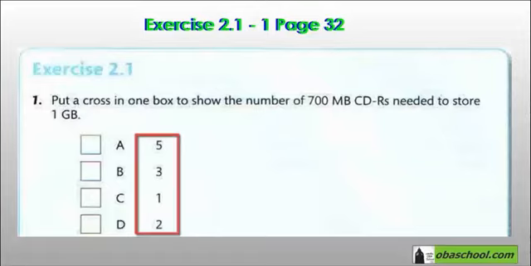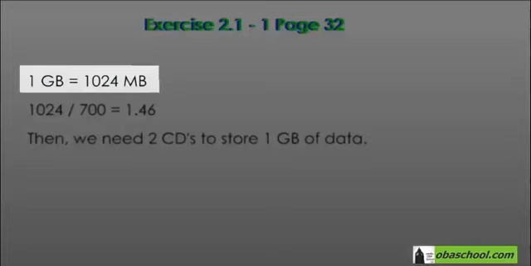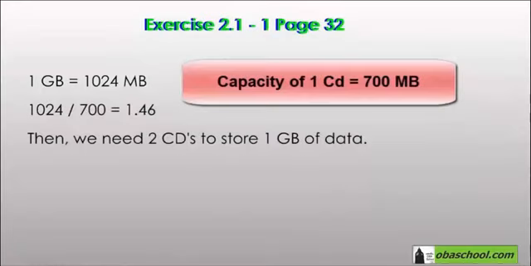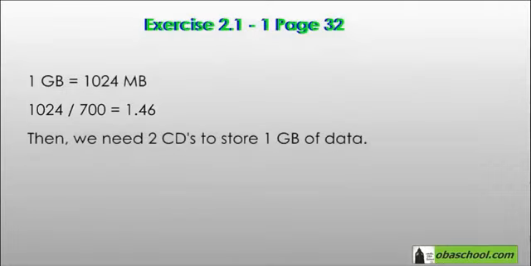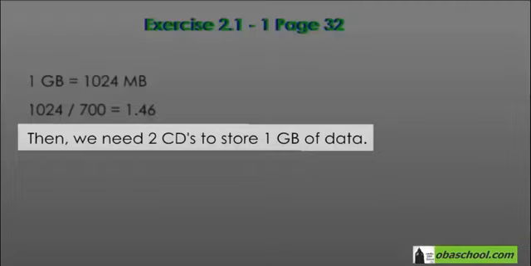Let's calculate together to get the right answer. To begin with, 1 gigabyte is 1024 MB, and the capacity of one CD is 700 MB. So, 1024 divided by 700 is equal to 1.46 CDs. Of course, I cannot get 1.46 CD because there is no such thing as a CD and a half. 1.46 simply means that one CD will be full while the other will not be full. So, we need 2 CDs to store 1 gigabyte of data.